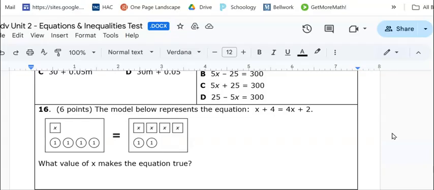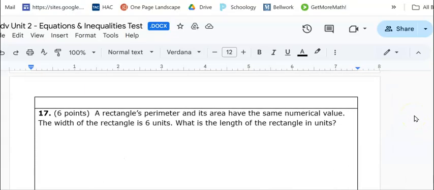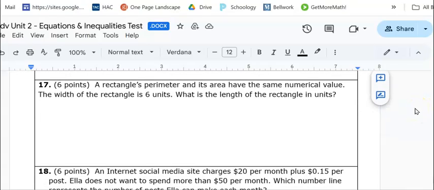The model below represents the equation. What value of x makes the equation true? A rectangle's perimeter and its area have the same numerical value. The width of the rectangle is 6 units. What is the length of the rectangle in units?